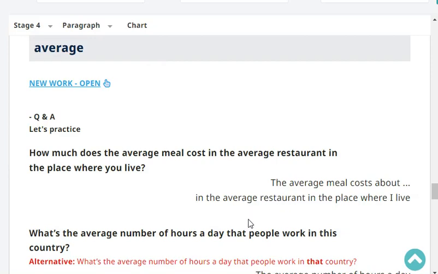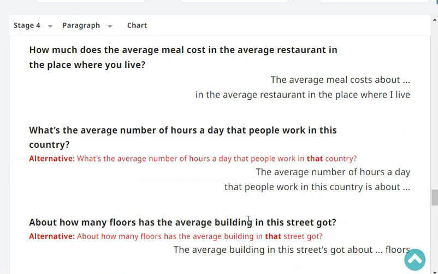Very good. How much does the average meal cost in the average restaurant in the place where you live? The average meal costs about 800 yen in an average restaurant in the place where I live. Very good.